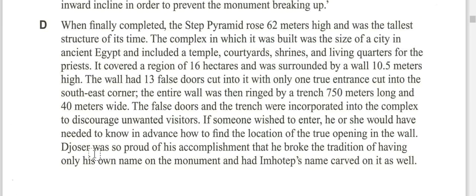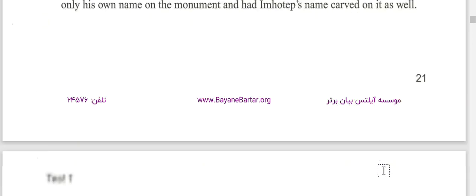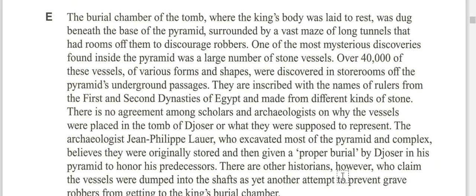And Djoser was so proud of his accomplishment that he broke the tradition of having only his own name on the monument and had Imhotep's name carved on it as well. The burial chamber of the tomb where the king's body was laid to rest was dug beneath the base of the pyramid, surrounded by a vast maze of long tunnels that had rooms off them to discourage robbers.